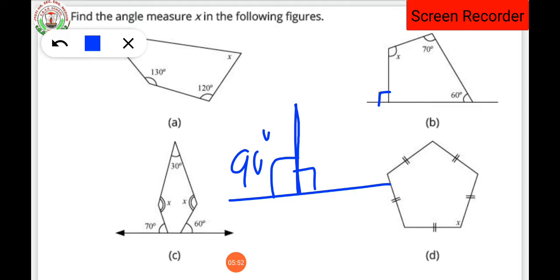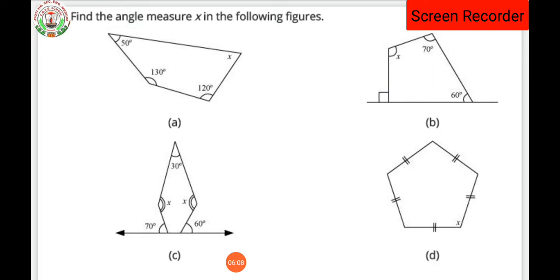So here, as one of the angles is 90 degrees, that means obviously by the definition the other angle is also equal to 90 degrees, isn't it? Now we have all three angles, we can easily find the fourth angle, the value of x. So now you can find it easily: 90 plus 60 plus 70 plus x is equal to 360. Then follow the method as I said for the A part.